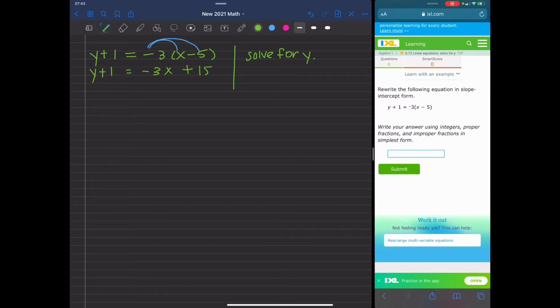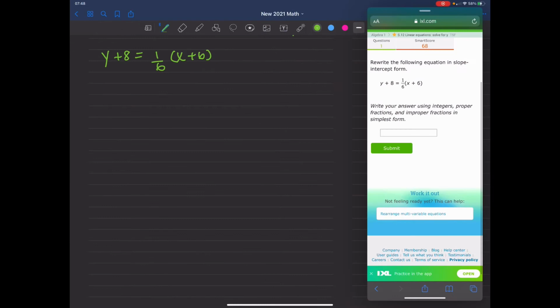Now I'm going to, again, solve for y. We're going to use PEMDAS. But when we use PEMDAS, we're going to start from the right and then go to the left. I have a 1 being added to the y, so I'm going to subtract 1 from both sides. And we say y equals negative 3x plus 14. And this is our solution.